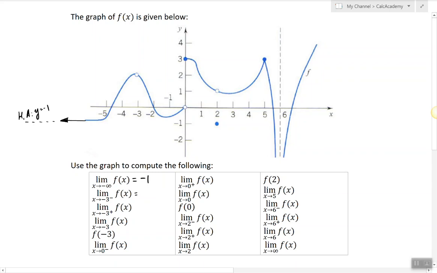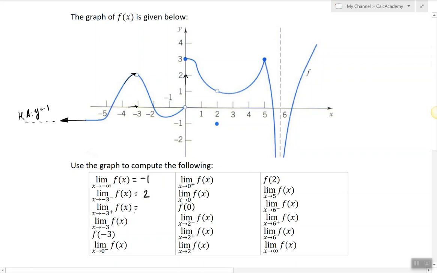The next limit is as x approaches -3 from the left, and again we're looking at the output of the function. The output is the y-coordinate, so as x approaches -3 from the left, what happens to the output? The output goes to 2. So we describe such behavior using the language of limits as the limit of the function as x approaches -3 from the left is 2.